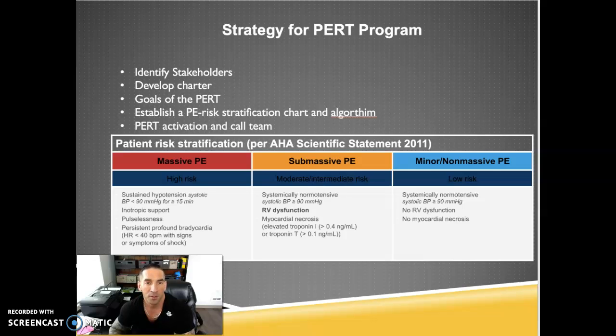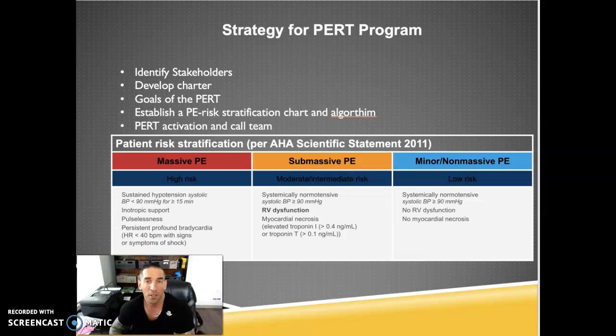The other strategy is going to be to develop a PE risk stratification chart that all clinicians within the hospital can follow. This will be an agreed upon chart, and it'll also be a published PE algorithm. And there's a little bit of an example just below here about a PE risk stratification for patients in those three groups: massive, submassive, and then the minor PEs.